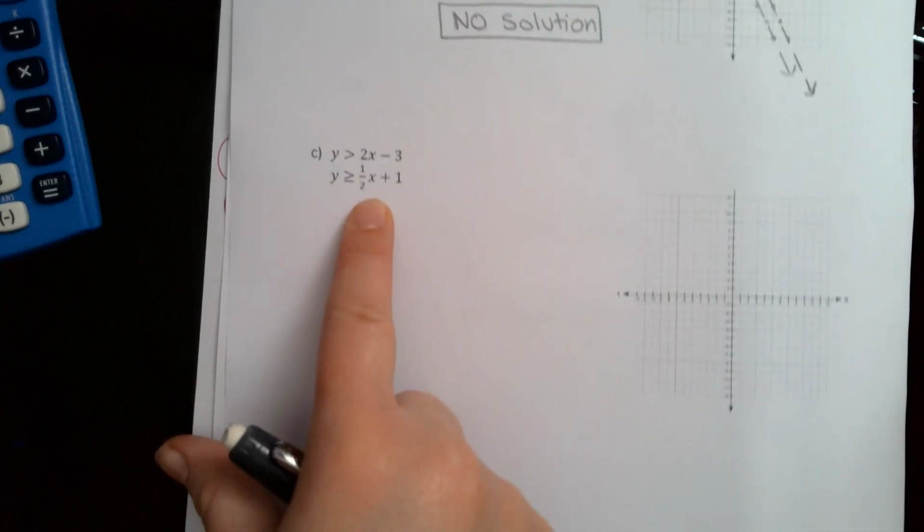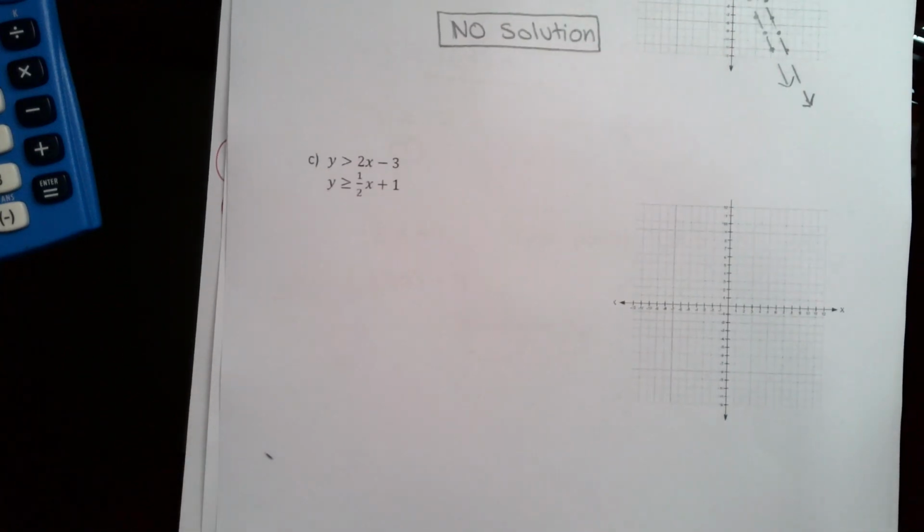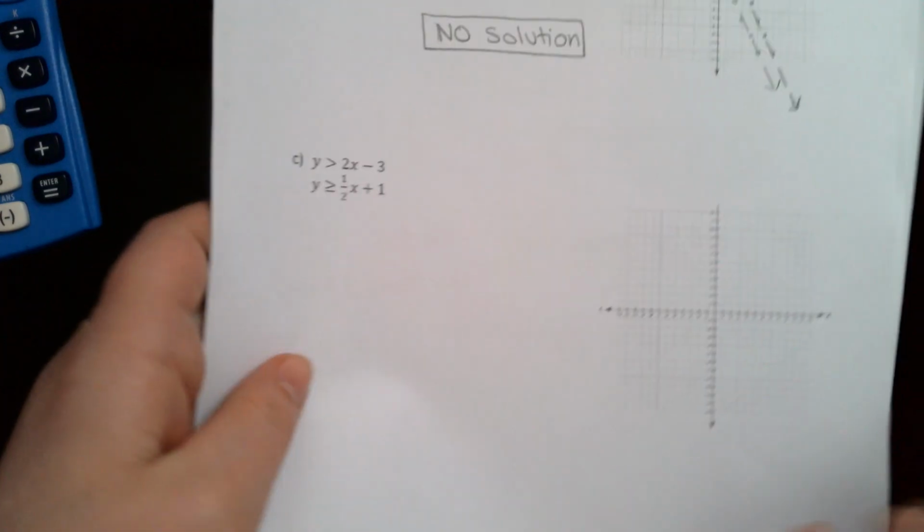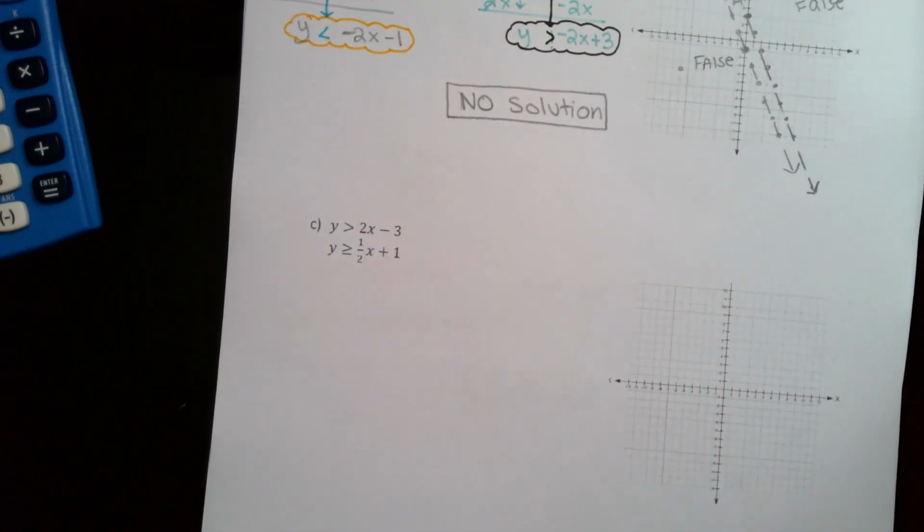Okay, moving on to the next one. I am pretty happy about this one here because it is in slope-intercept form. It looks like I have enough space on here to test my points. So we'll see what happens. Maybe I'll use another sheet of paper.